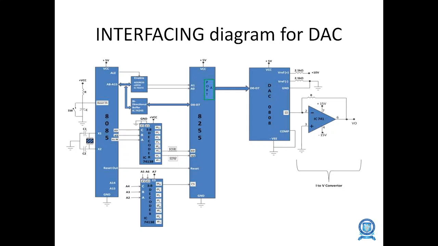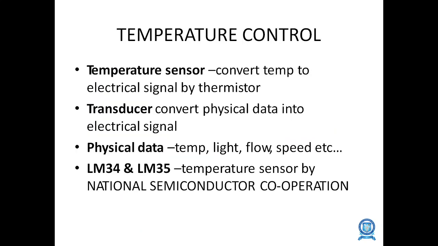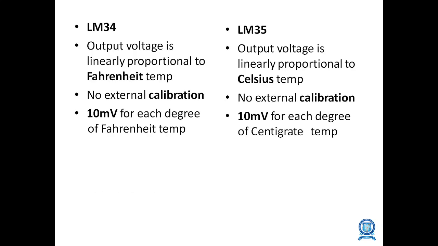So this is the diagram representing the data transfer from the address bus and the data bus between 8085, 8255 chips. Temperature control uses temperature sensor, which converts temperature to electrical signal by thermistor. A transducer converts physical data into electrical signal, and physical data like temperature, light, flow, speed, etc. LM34 and LM35 are temperature sensors by National Semiconductor Corporation.